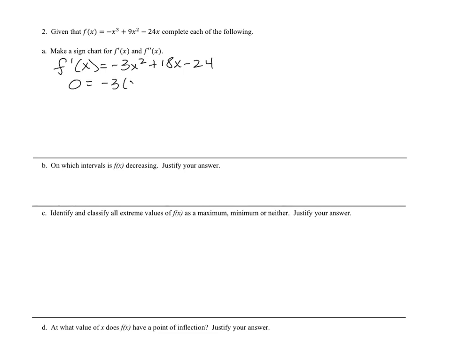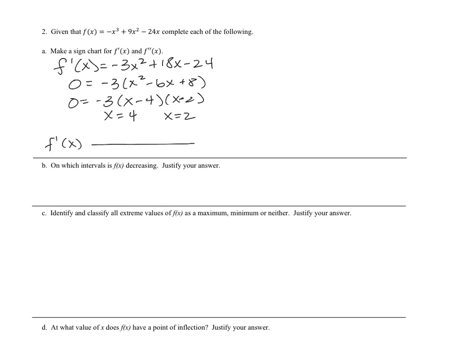I can factor a -3 out. That gives me x squared minus 6x and then plus 8. That can be factored further into x minus 4, x minus 2. And so if I were to set each of these factors equal to 0, I would get that x equals 4 and x equals 2. And then I can use that information to make a sign chart for f prime, and you want to make sure that you put those in numerical order since this is a number line. There we go. I had -2 by accident.